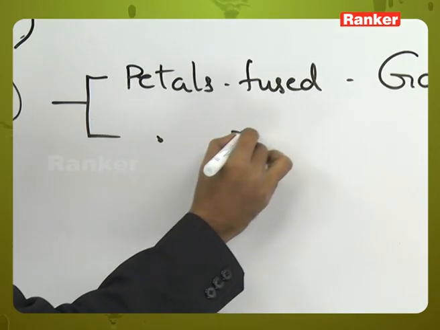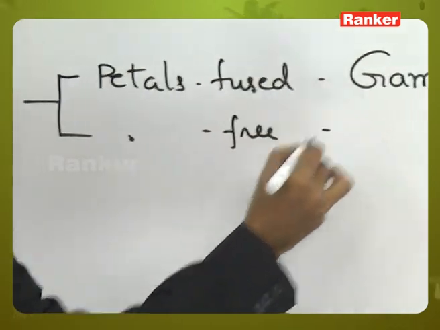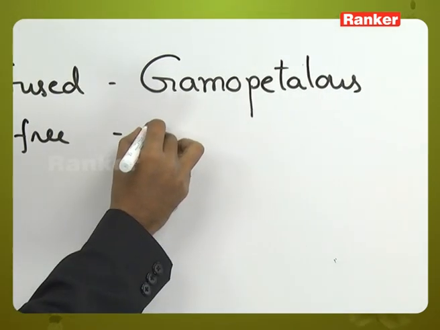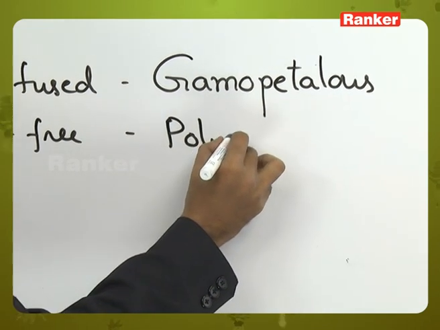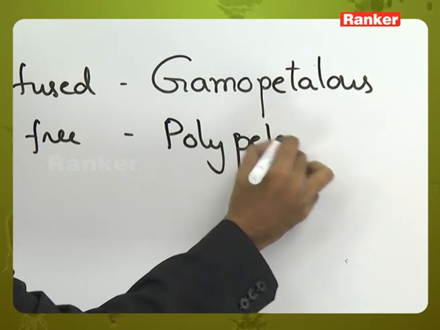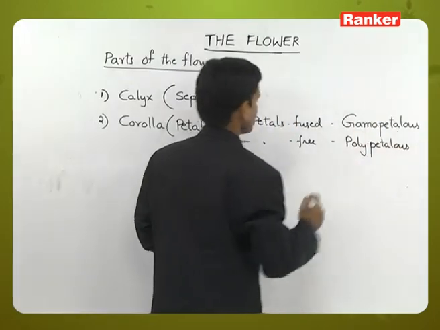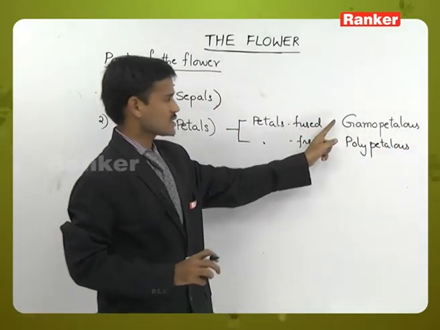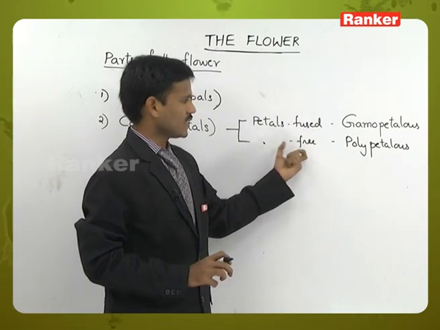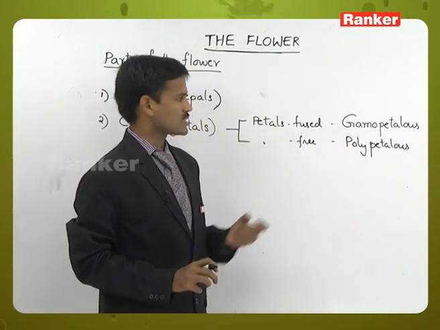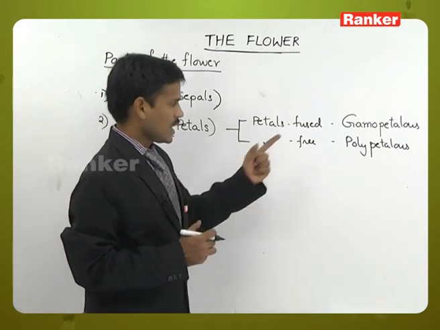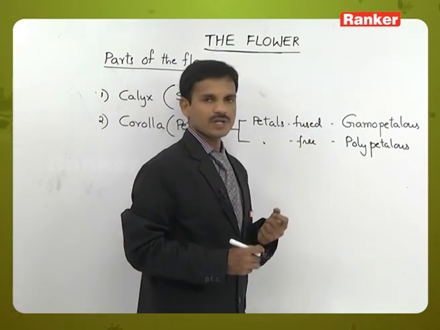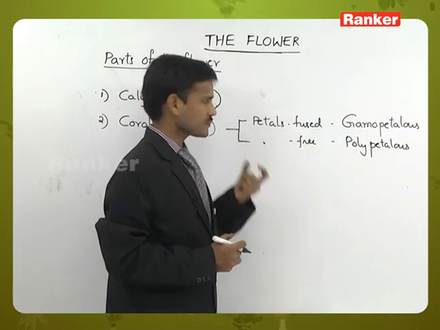And sometimes the petals are free. The free petals are present here. This condition is called the polypetalous condition. So if the petals are fused, it is gamopetalous, and if the petals are free, it is called polypetalous. Gamopetalous is observed in the datura plant, and the polypetalous condition is observed in the hibiscus plant.